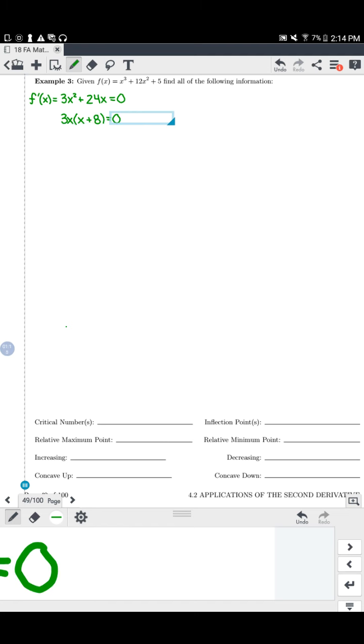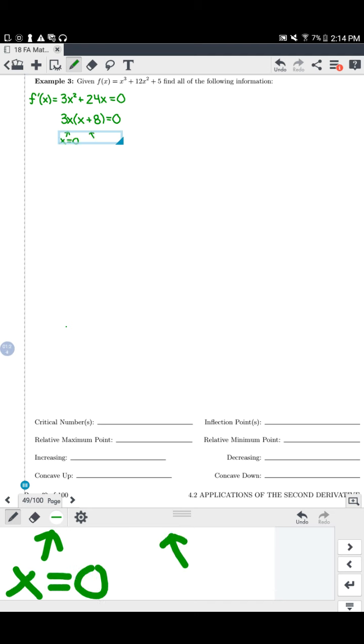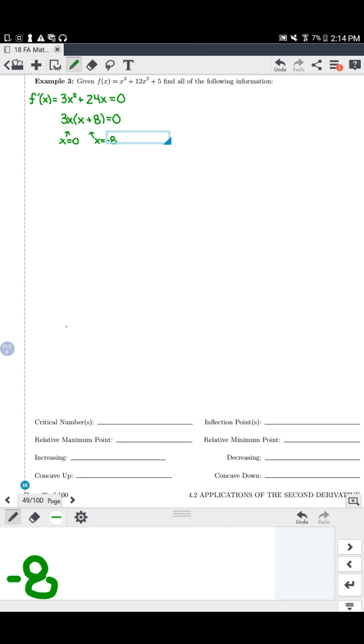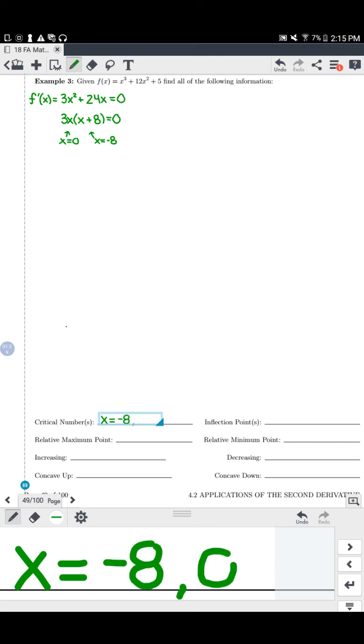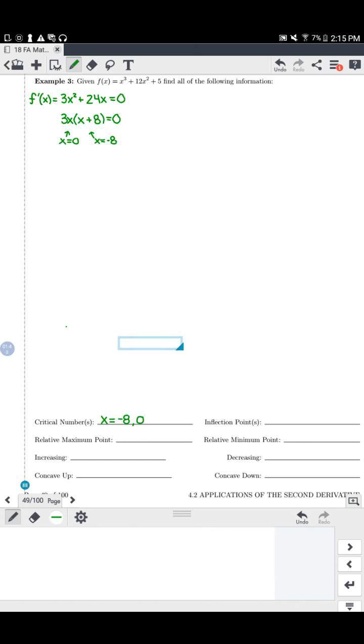So I'm just trying to figure out what makes the first derivative 0. Well, to make 3x 0, x would have to be 0. And to make x plus 8 0, x would have to be -8. So, since these make the first derivative 0, these are my critical numbers. Critical numbers, all that they have to do is make the first derivative 0, and order doesn't matter with these. I just wrote -8, 0, because that's from least to greatest. So I have my critical numbers.